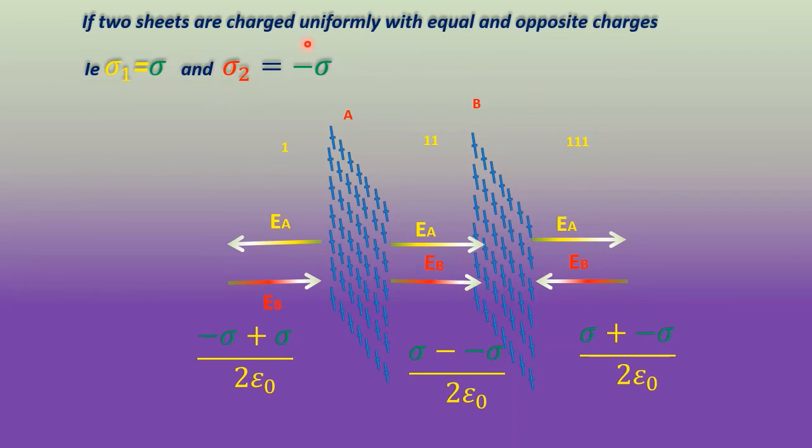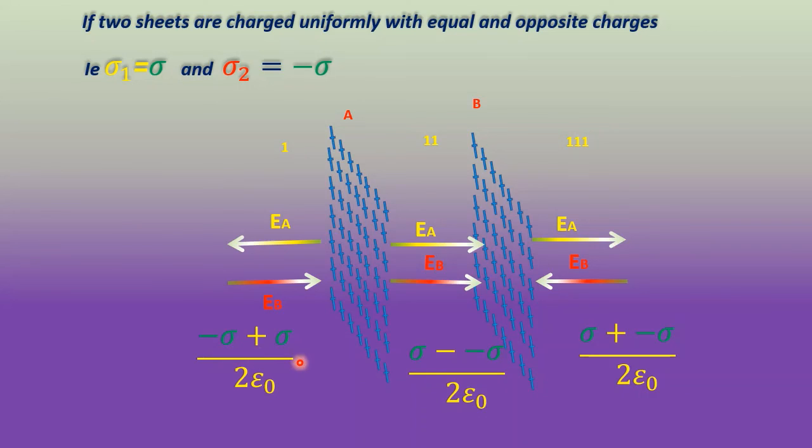Two charge sheets are charged uniformly with equal and opposite charges. That is sigma 1 is equal to sigma and sigma 2 is equal to minus sigma. That is the charge sheet A is having a charge density sigma, positive charge, and the charge sheet B is having charge density minus sigma, that is negative charge density. So what happens to the electric field at these regions? Let us see the equation.